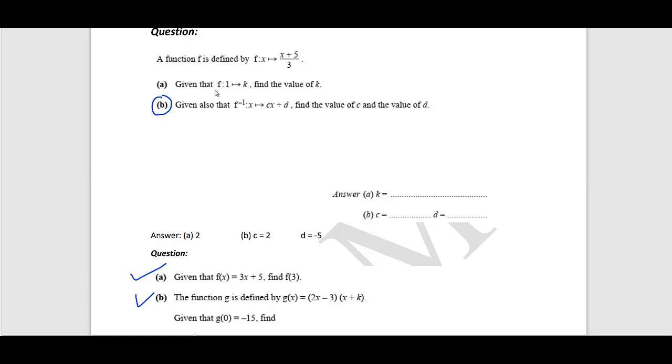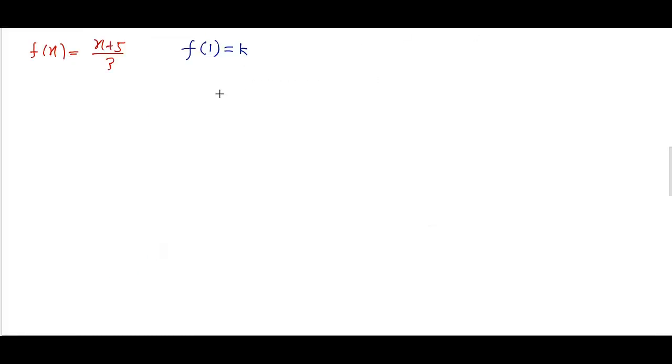In part A, given that f of 1, when x is 1, the answer is k. When we put 1 into the function, the answer will be k. We have to find the value of k. That is, f of 1 is k. So let's put 1 in x. And this f of 1 is k.